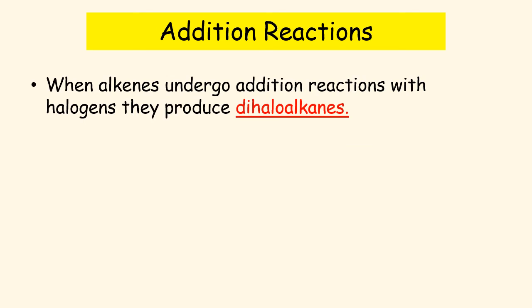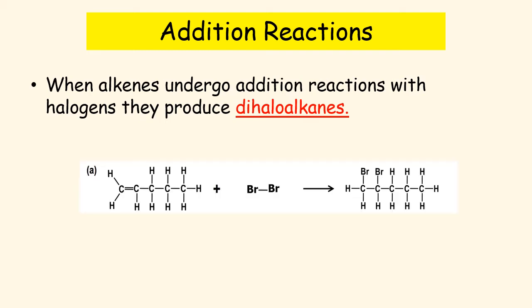Now, when alkenes undergo addition reactions with halogens, halogens being things like fluorine, chlorine, bromine, iodine, etc., they produce dihaloalkanes. So here we've got an example. So that first alkene, the longest chain is 1, 2, 3, 4, 5 carbon atoms. The double bond is on carbon number 1, so that is pent-1-ene.